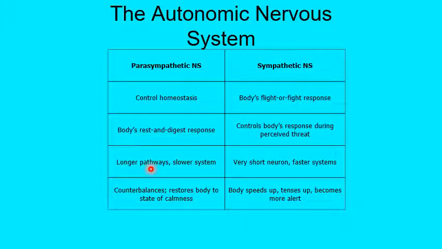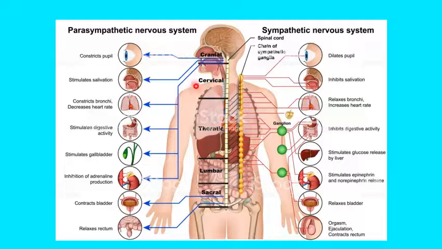Parasympathetic, longer pathways, that's why it's slower. The sympathetic has a very short neuron, that's why the conduction of signals is also faster. The parasympathetic counterbalances and restores the body to a state of calmness, and the sympathetic division speeds up bodily responses, tenses up, and allows us to be more alert. So these are some of the functions that the two divisions, the sympathetic and parasympathetic, are responsible for.